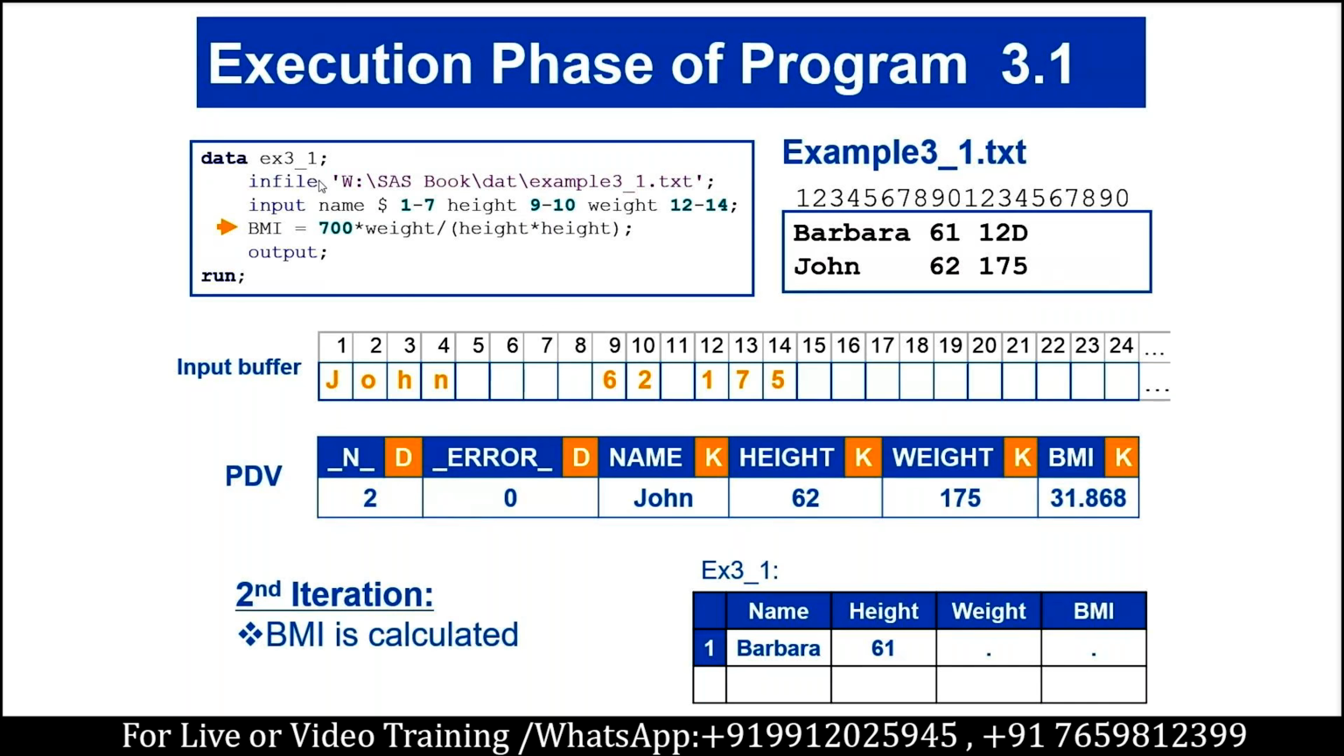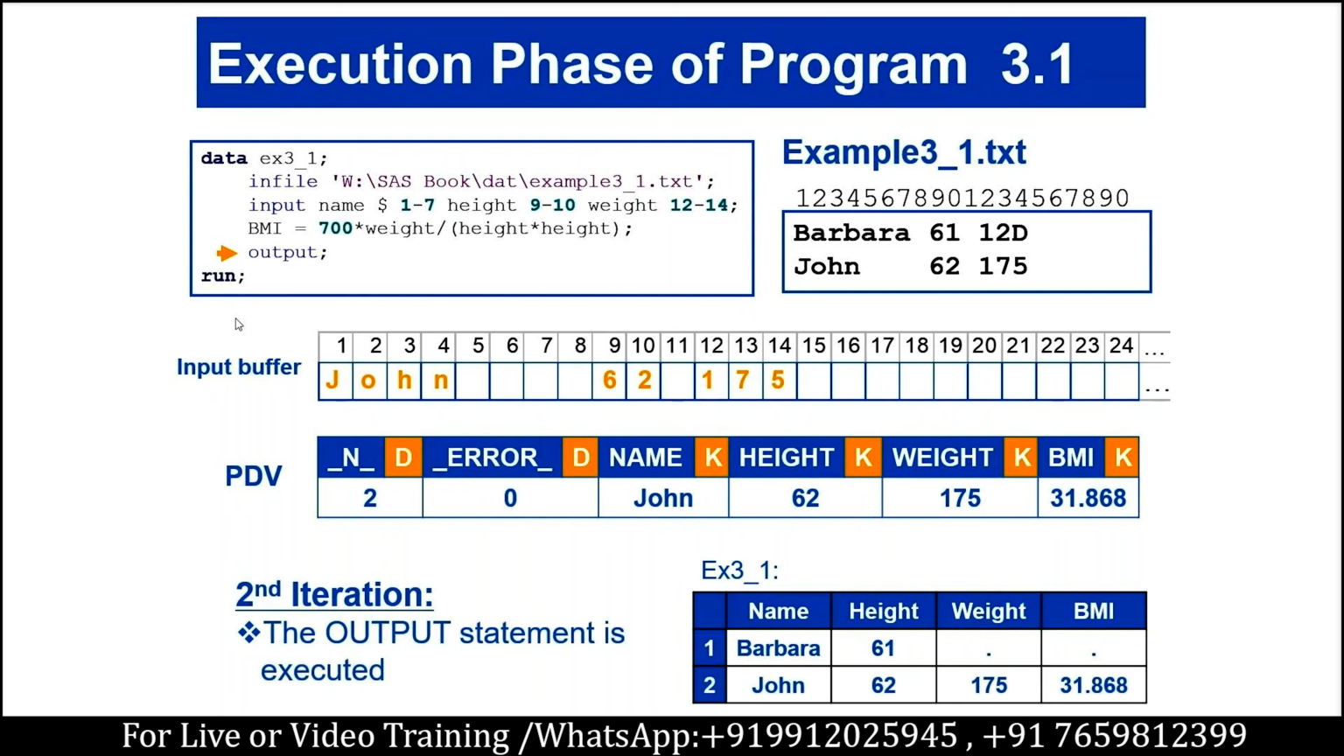Okay, one time the data step runs, one record it will read. Next record, again the data step runs, and it will execute all statements. Third record, next data step run. Fourth record, data step run, all. So each data step run we can call an iteration. If you have 1 million records, 1 million iterations will happen within a fraction of seconds.